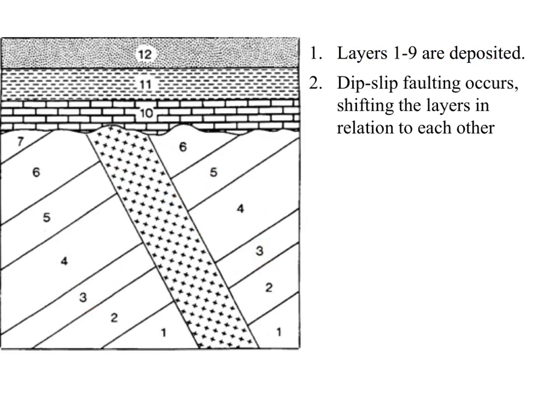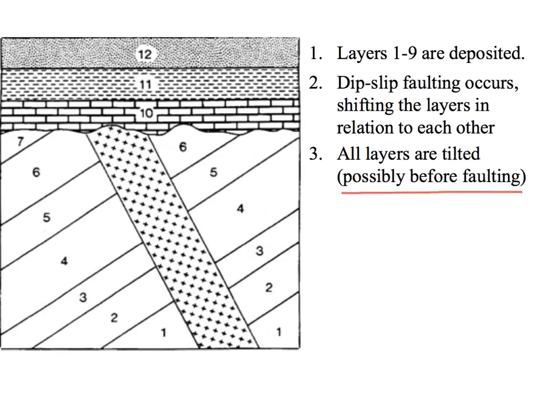So I'm saying dip-slip faulting occurs, shifting the layers in relation to each other. And obviously they're not parallel anymore, so something also has to have occurred, namely the tilting of the rock layers due to some tectonic activity. So there I've symbolized that. And I say here possibly before faulting. I have no reason to believe that tilting occurred after the faulting or before the faulting, one way or the other. Doesn't matter, and this is all made up anyway.